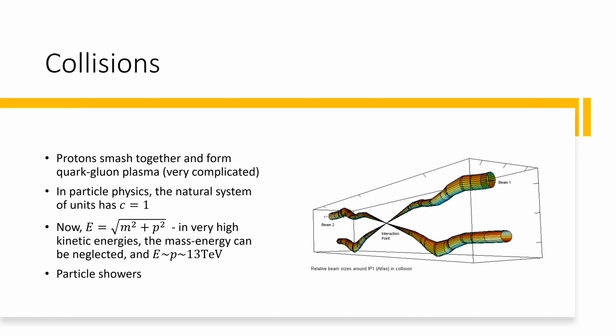Another remark to make here is that in particle physics, we set c equal to 1. We have something called natural units. You'll see this if you study electromagnetism in Gaussian units and so on.